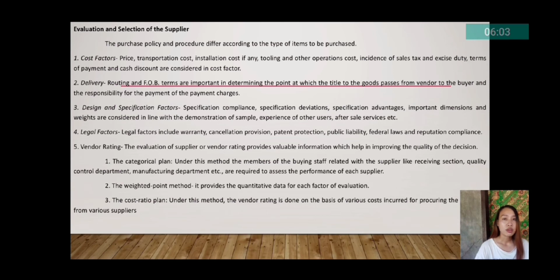So, we must consider the cost factors: transportation, installation, tooling and covered operation cost, incidence of sales tax, excise duty, terms of payment, and cash discount.